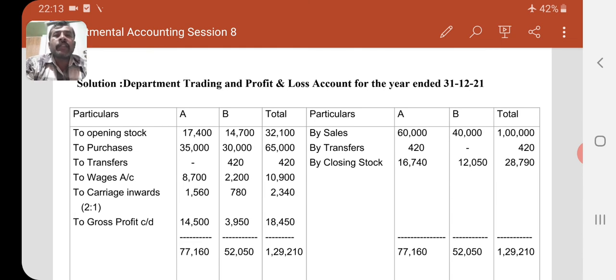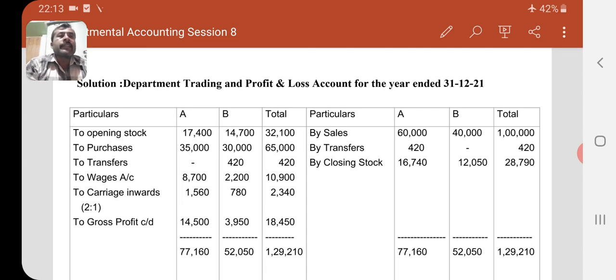Next, carriage inwards. Here carriage inwards is going to be allocated between both departments in the ratio of 2:1, which is provided in the problem. So the carriage inwards is going to be distributed between the departments in the ratio of 2/3 and 1/3. So these are the items related to the debit side of the departmental trading account.